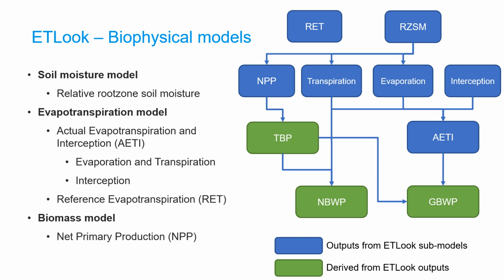The soil moisture model generates relative soil moisture content from satellite data, which is then used as input for both the evapotranspiration and biomass models. The outputs from the ETLook models are reference ET, relative soil moisture content, net primary production, transpiration, evaporation, and interception. NPP, transpiration, and AETI are used to calculate other WaPOR data layers, including total biomass production and water productivity.